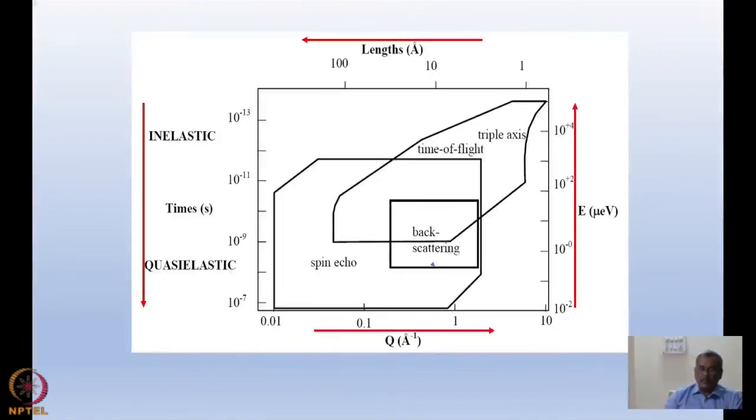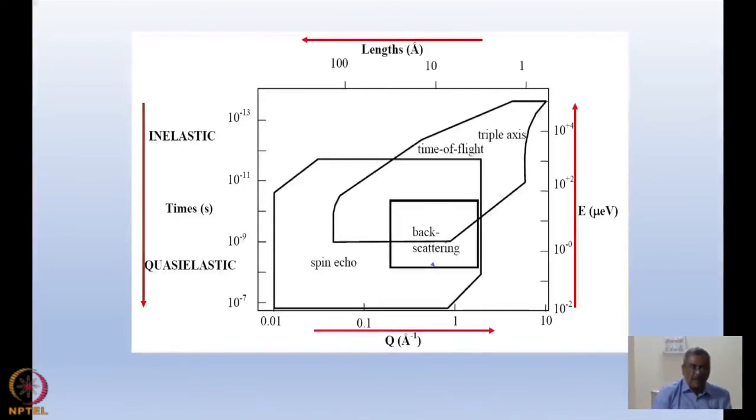So now we will talk about Q omega space. Omega is basically energy. So energy and momentum space. On this, these are representations. You can see that the Q space is covered by various kinds of spectrometers like backscattering, time of flight, etc. And also the energy space is covered by many of them. So these are typical slices of this Q omega space.